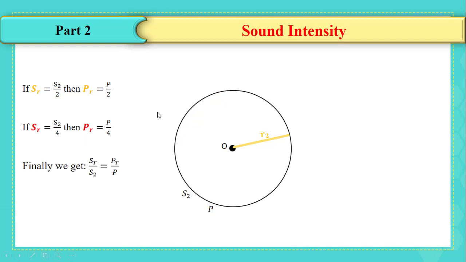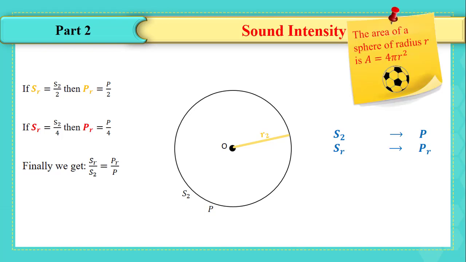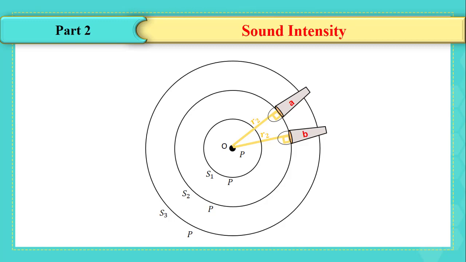We deduce that the ratio of the receiving surface area to the total surface area is equal to the ratio of the received power to the total power. This equality of ratios certainly reflects the triple rule, such that if S2 receives P, then SR receives PR. Knowing that the area of the sphere of radius r is equal to A is equal to 4 pi r squared, then the area of S2, which has a spherical shape as we have mentioned before, is equal to 4 pi r2 squared. Therefore, the received power is calculated using PR is equal to SR times P divided by 4 pi r2 squared.